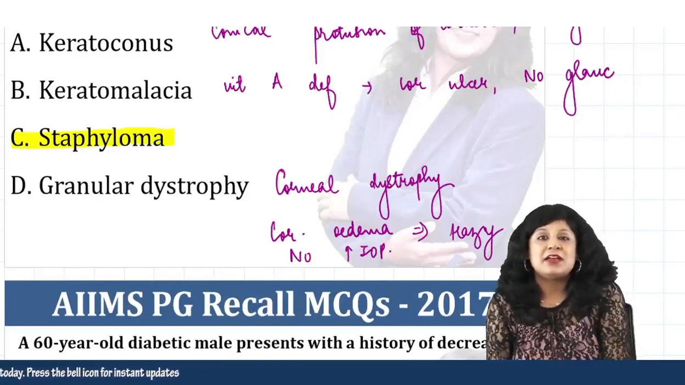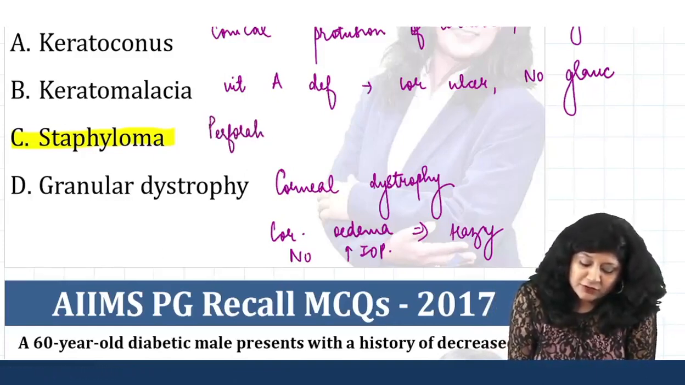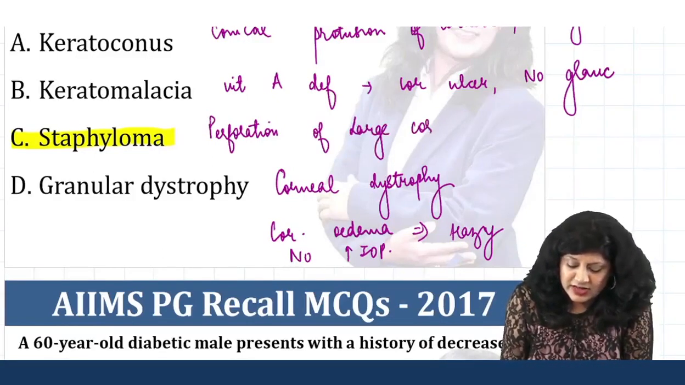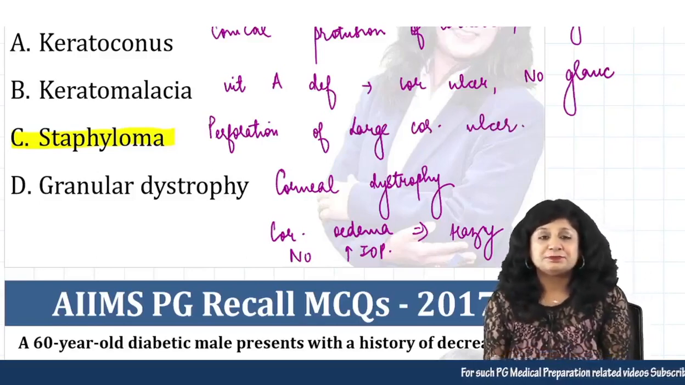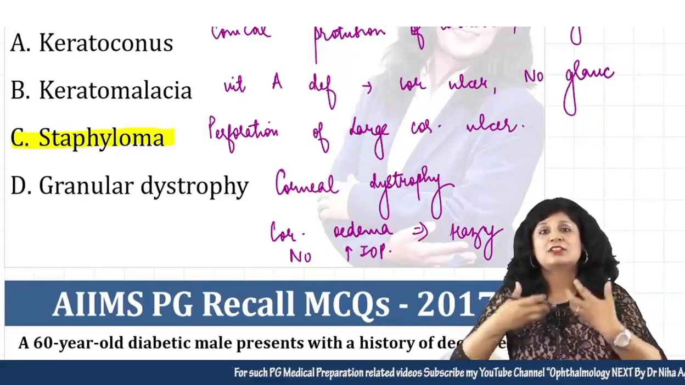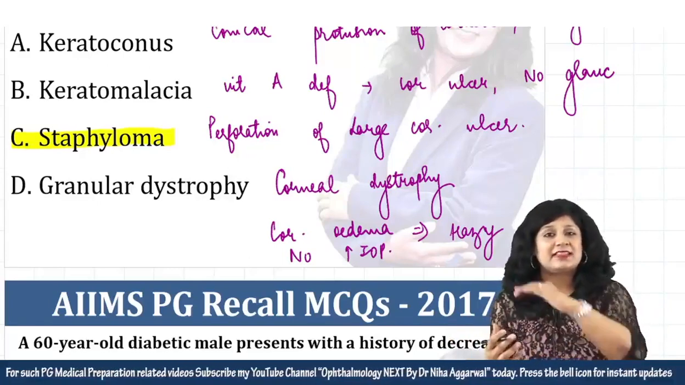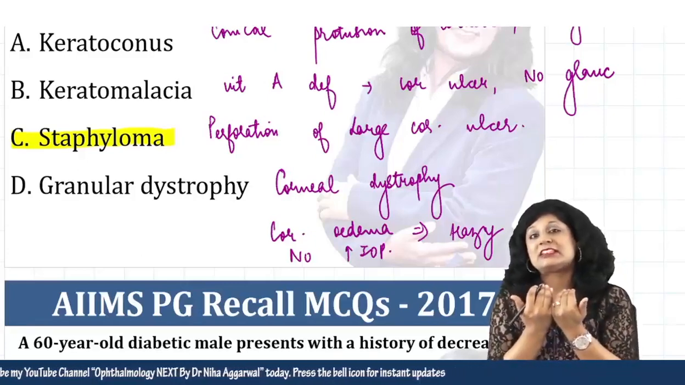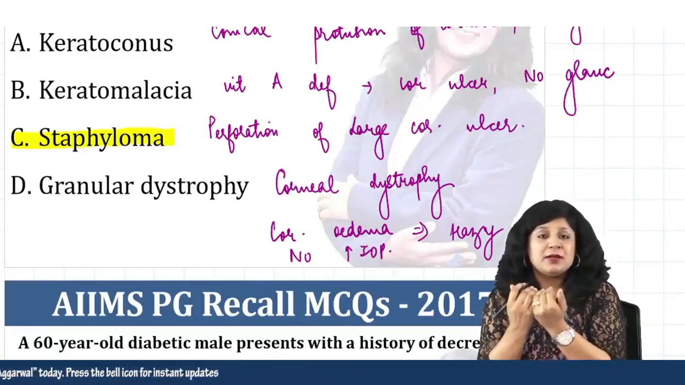So, answer is staphyloma. This is occurring whenever you have the perforation. Whenever we have the perforation of the large corneal ulcers, that is usually taking place in the cases of the bacterial keratitis. When there is a large corneal ulcer and it has perforated, so whole of that slough will be coming out. We have inflammatory cells, pus cells, exudates, and then the fibrotic tissue. So, this whole of the fibrotic tissue along with the inflammatory cells is bulging out, and this is happening due to the raised intraocular pressure.